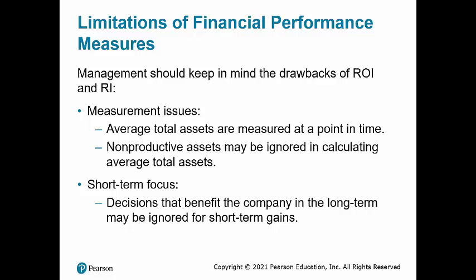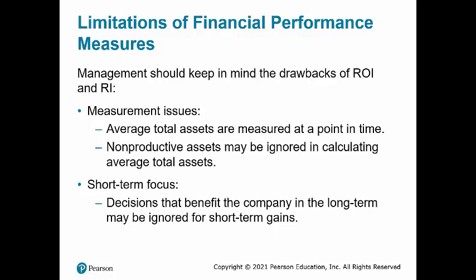Recall that total assets is a balance sheet amount, which means that it is a snapshot at any given point in time. Because the total assets amount will be different at the beginning of the period and at the end of the period, most companies choose to use a simple average of the two amounts in their ROI and RI calculations. Not all assets are used in ROI and RI; non-productive assets may skew the ROI and RI results.